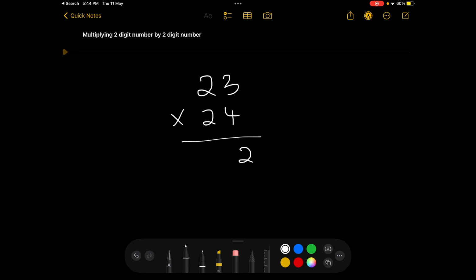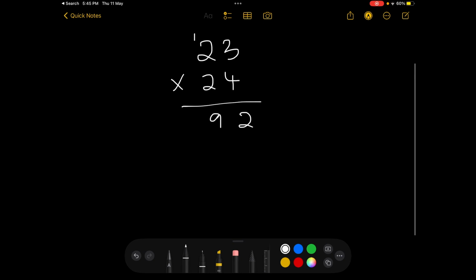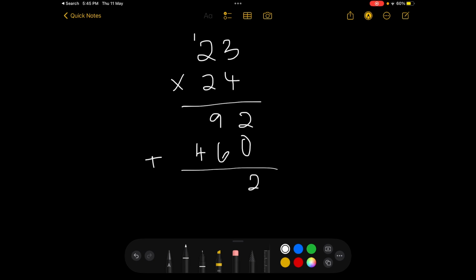We put 2 right here and then bring 1 to the next number. We have 2 times 4, 8. 8 plus 1 is 9. 92. And then we add that with 3 times 2, 6, 2 times 2, 4. Then we'll have a 0 right here. And then we will add them both together. 2. 9 plus 6 is 15. Good. Then we have 1 here. 1 plus 4, we get 5. The answer is 552. This is the traditional method.